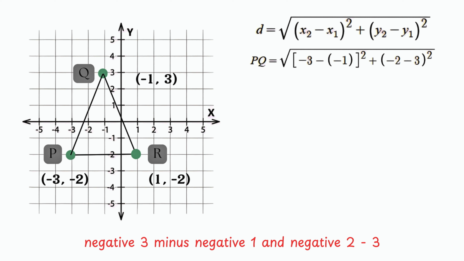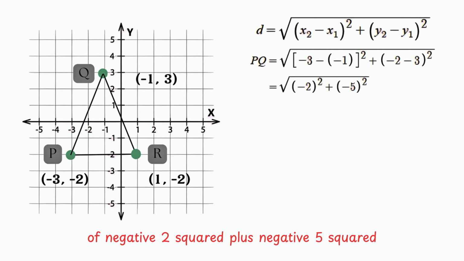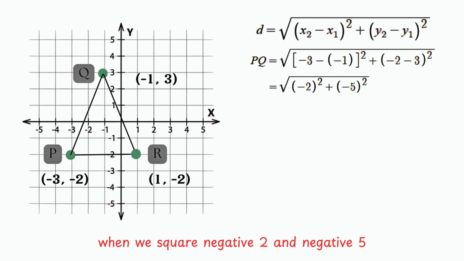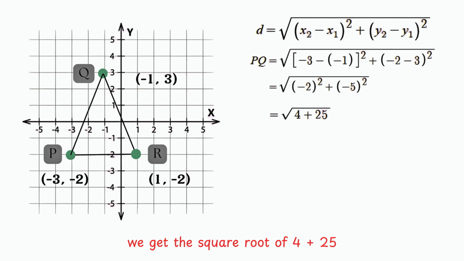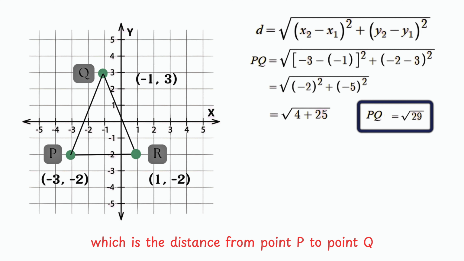Negative 3 minus negative 1 and negative 2 minus 3, and the result will be the square root of negative 2 squared plus negative 5 squared. When we square negative 2 and negative 5, we get the square root of 4 plus 25. And when we add, we have the square root of 29, which is the distance from point P to point Q. Now that we're done with finding the first one, let's move to the second one.